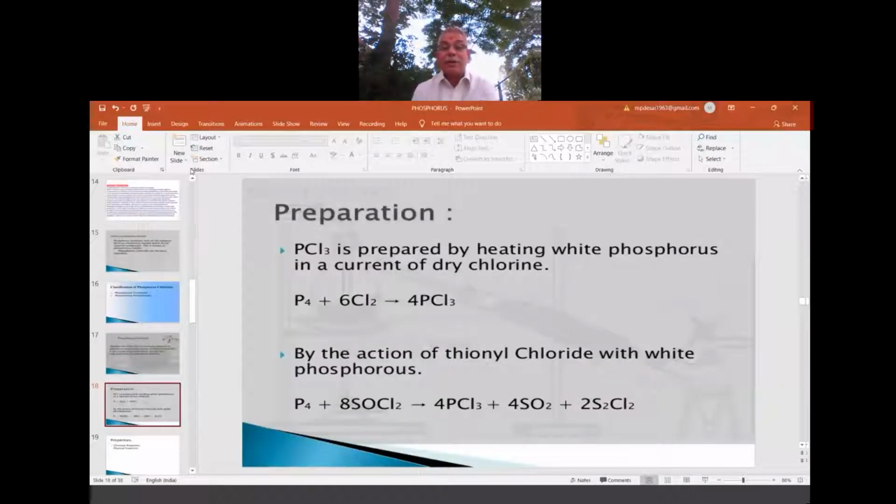It is prepared by the direct combination of its constituent elements or by using thionyl chloride. Okay. So the only thing is we require a chlorinating agent. So chlorine supply, then we get the corresponding PCl3. So it is a very easy method.